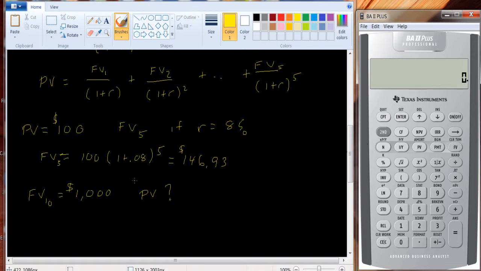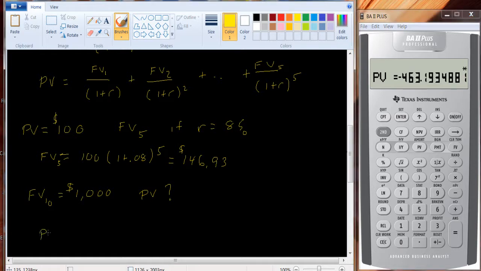Clear the time value of money. We said the number of periods is 10. The interest rate is 8%. The future value is 1,000, and we want to compute the present value. So that's going to be 463.19. So basically we're solving this.